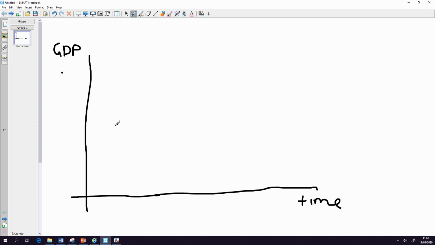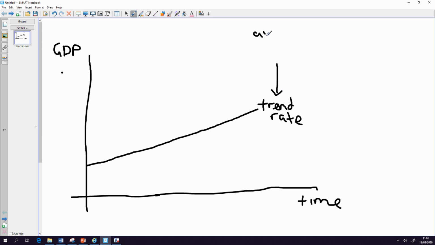Now, what we would like our economy to do over time is to grow. So what we would like it to do would be to grow like this over time. Now, we call this the trend rate, or the average rate of economic growth in our economy over time. So what this is measuring is the average growth rate. Now, all economic growth is when GDP increases over time.